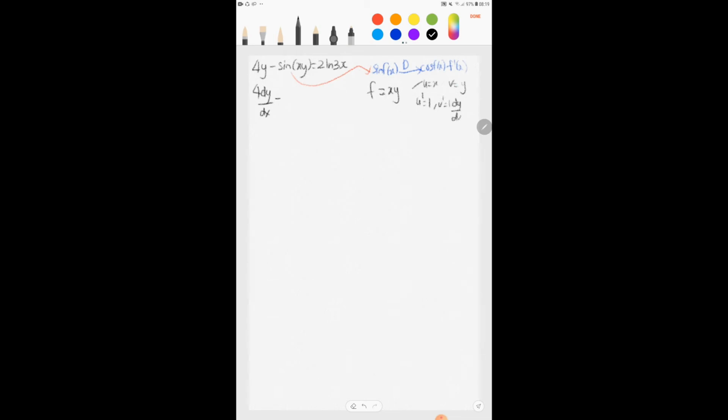Differentiate y, we get 1 times dy/dx. So therefore f prime will be u v prime plus v u prime. If we substitute here, we get x dy/dx plus v, which is y, times 1. So we get x dy/dx plus y. So that is the f prime. Now we are going to substitute in the differentiation, so we write it back here.